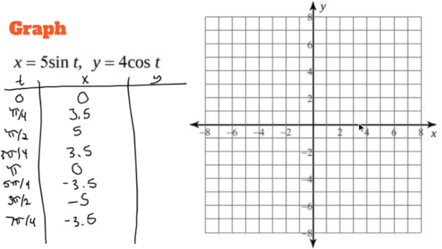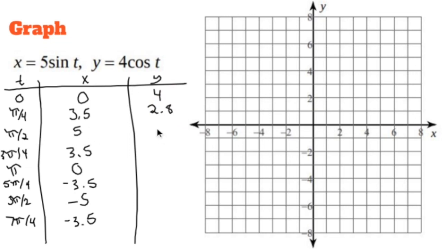I'm going to plug these into the y function. I'm again using my calculator. I'm going to get terrible numbers and then just round to the nearest tenth. When I plug in 0, I end up with 4 because cos 0 is 1. 1 times 4 is 4. When I plug in pi over 4, I end up with 2.8, which is a much worse number. But again, I'm not going to lose sleep over that.